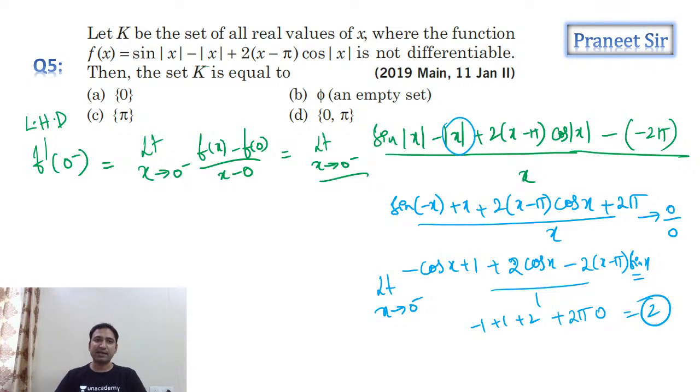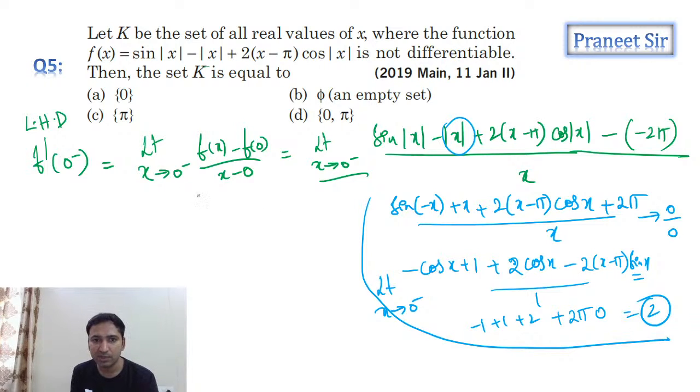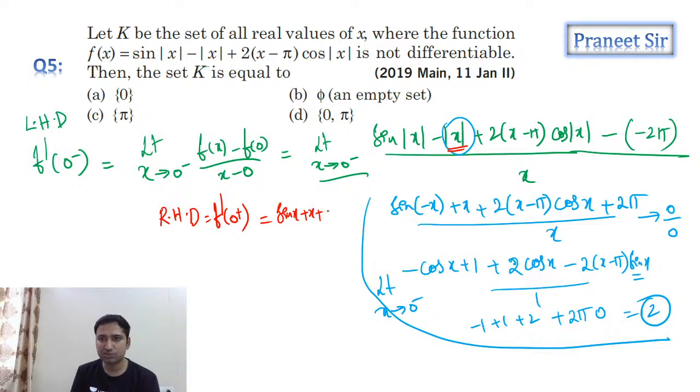Same way, can we calculate the right hand limit? Let's calculate the right hand limit. As we calculated, the left hand derivative we are getting is plus 2. Now you calculate the right hand derivative. So for the right hand derivative, f dash 0 plus we need. Same formula, guys. Only thing is that in place of mod x, we'll substitute plus x. If you substitute that, what are we getting? Sin x plus 2 into x minus pi into cos x plus 2 pi by x.